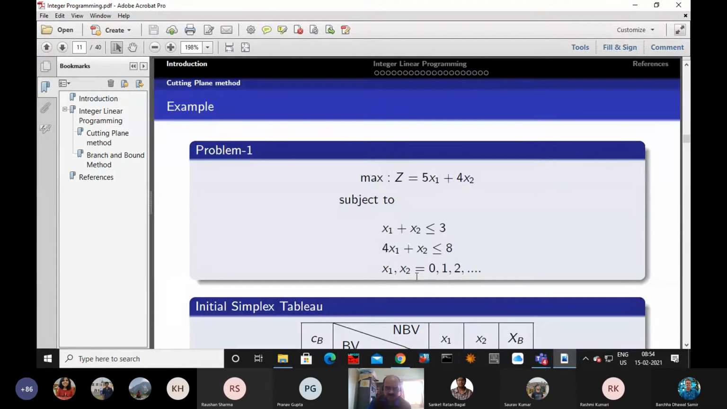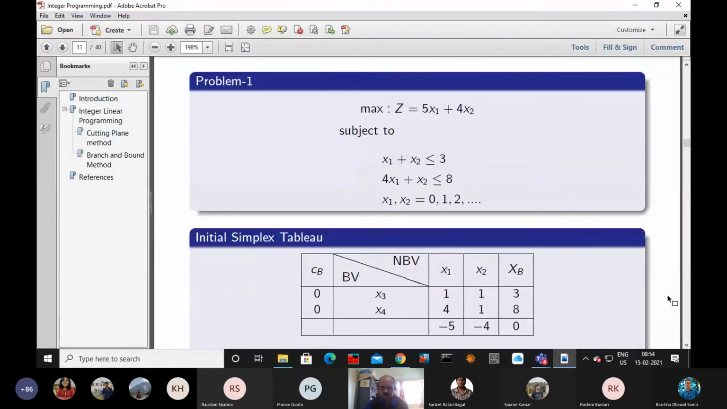This is the problem. Now, for those who have already solved this type of problem, I'm formulating a table. This table is known as the condensed simplex table, the initial simplex table. So what are the basic variables? Basic variables are x3, x4 because they are the slack variables. You can also write s3, s4 as the slack variables. All the variables I am writing: x1, x2, x3, x4.